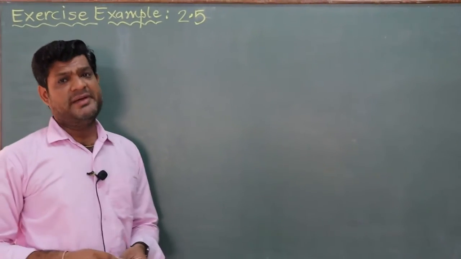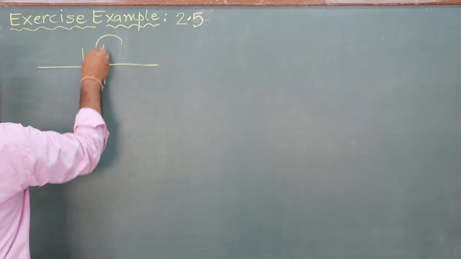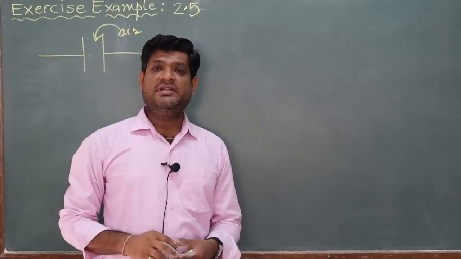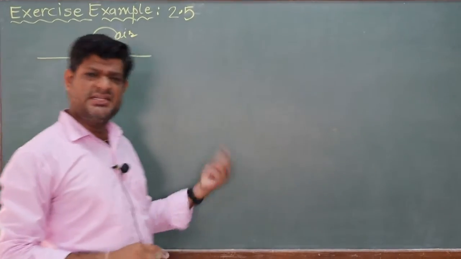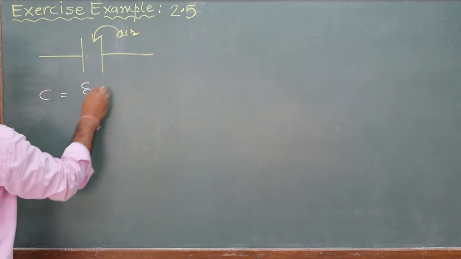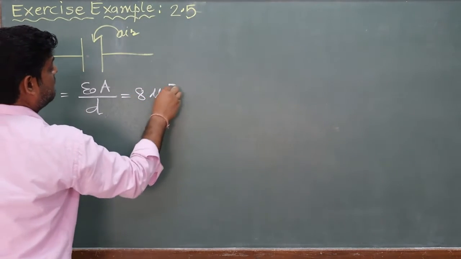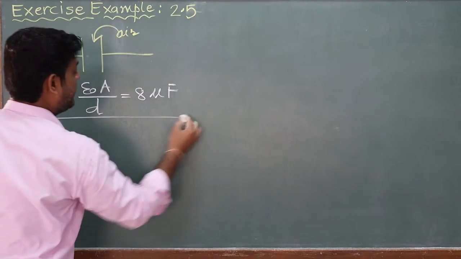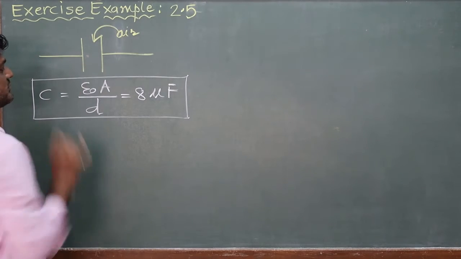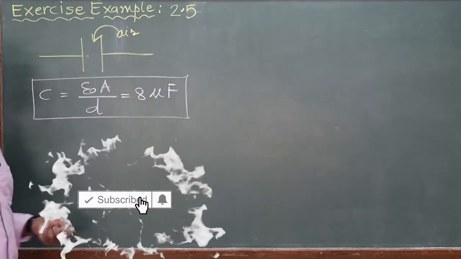The parallel plate capacitor is given to you. See, this is the parallel plate capacitor, and right now air is present between the two plates of the capacitor. At that time, the capacitance of the capacitor is given as 8 microfarad. So we can write C equal to epsilon 0 A by D, and that is equal to 8 microfarad. It is given when air is present between the two plates of the capacitor.